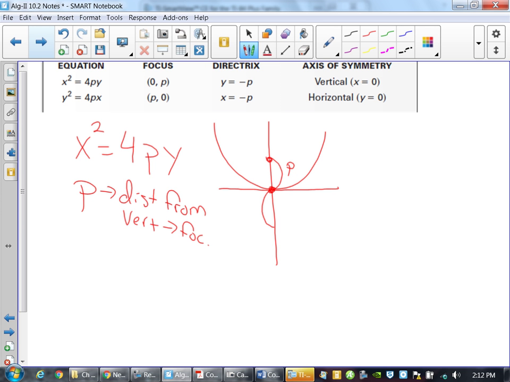If I look at this one, if my vertex is placed at 1, 4, and my focus is at 1, negative 2, that means my vertex is looking at my focus, so it's opening downward. The distance from here to here, I move down negative 6. I get it now. And that's where I'm getting this p-value from.